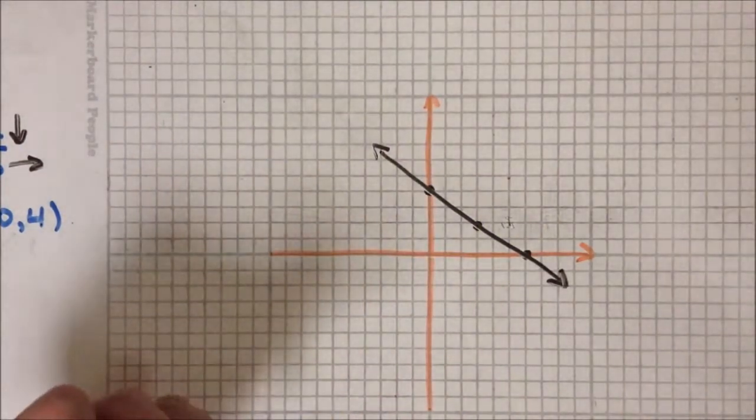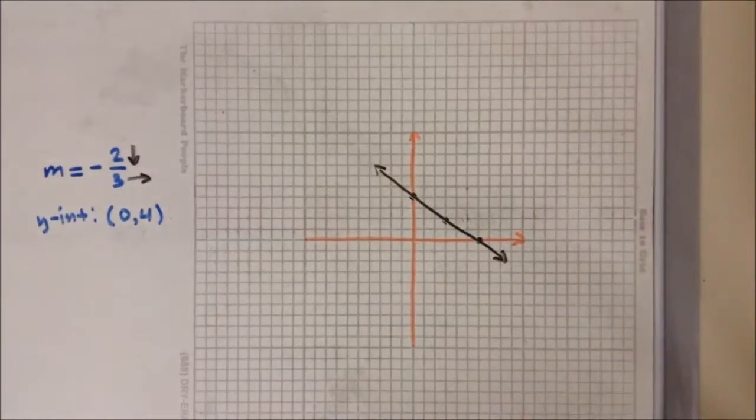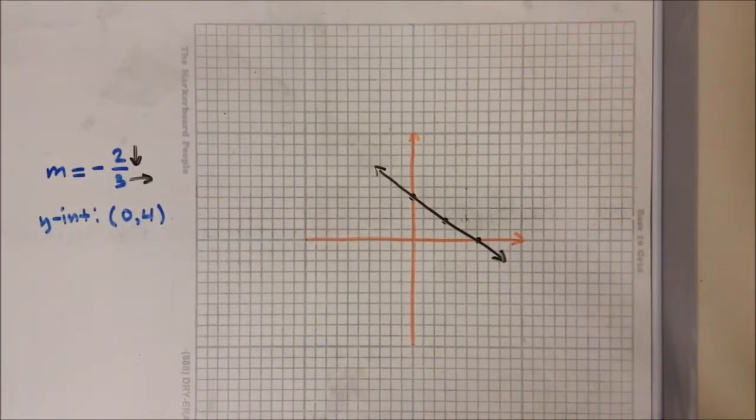And this is basically what your graph of a linear function will look like, given a slope and y-intercept. So that's all you have to do when they're asking you to graph with a given slope and y-intercept.